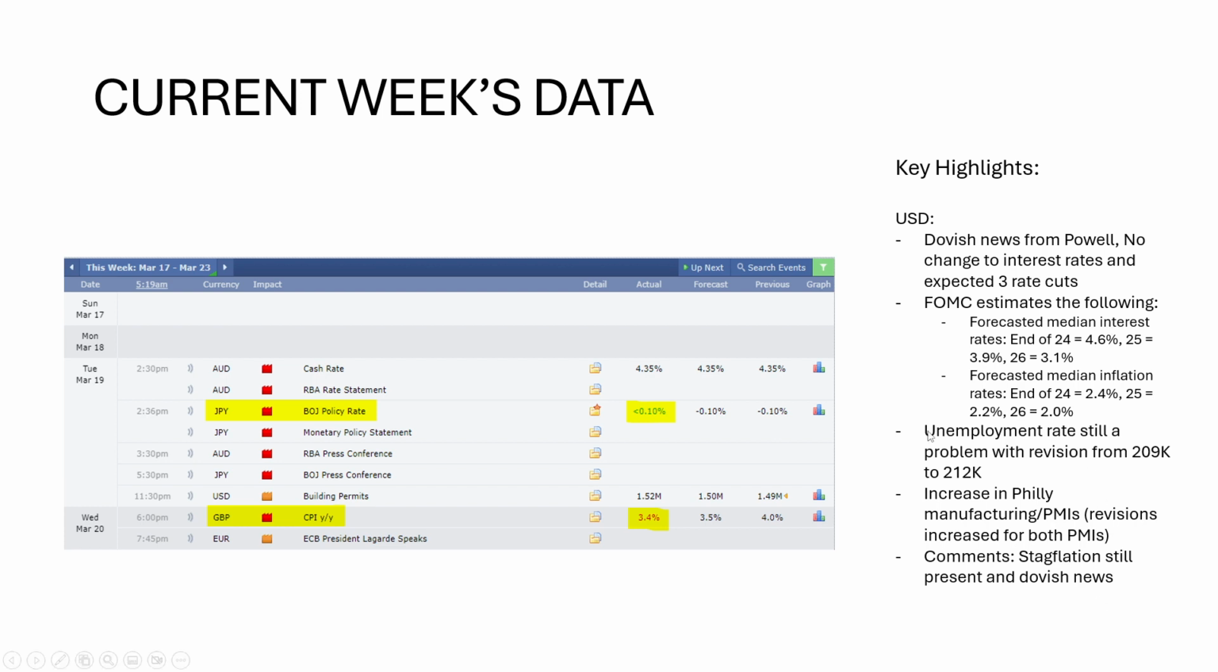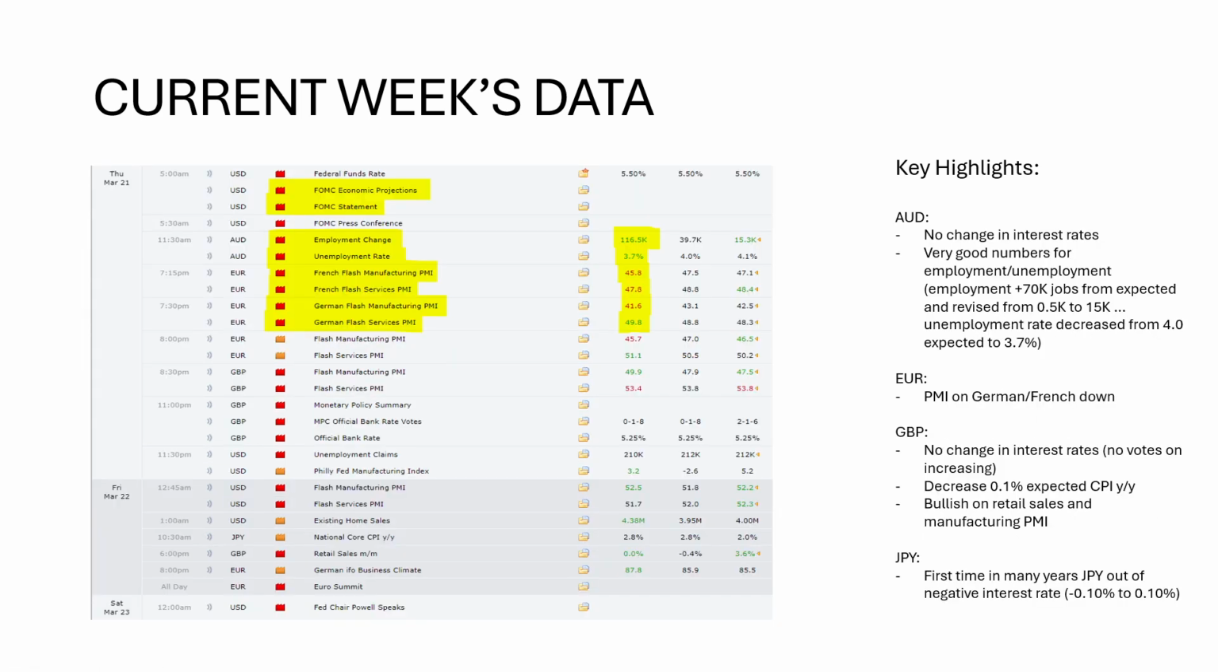US dollar, we actually had good unemployment. So we had a revision from unemployment rates, which increased. We had PMI is actually good. So my comment on this USD is still stagflation in place. It's problematic unemployment and still good inflation sort of indicators. I think we're going to just be on the sidelines for the dollar for now, especially with COT data.